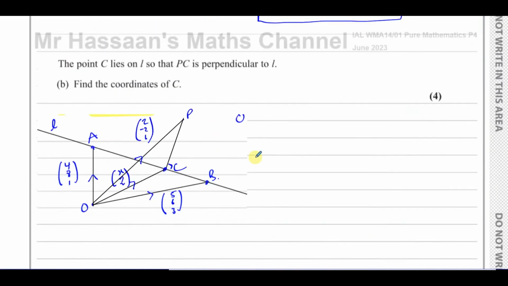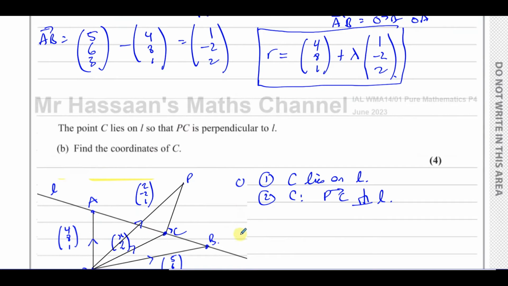Okay, so now it says find the coordinates of the point C. So we know two things about C. We know that C lies on the line L. And the second thing we know is that P to C is perpendicular to the line L. Those are the two things that we know. Okay, so what we can do here is the following. We can form an equation from the fact that C lies on the line L.